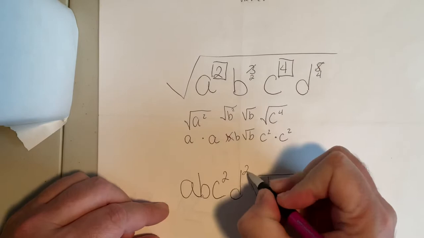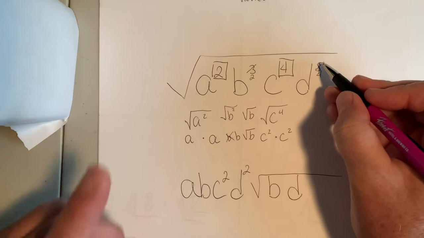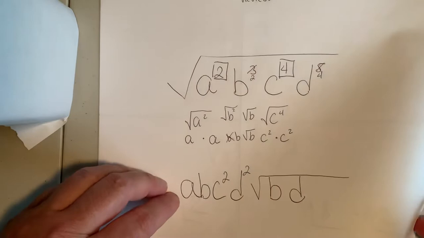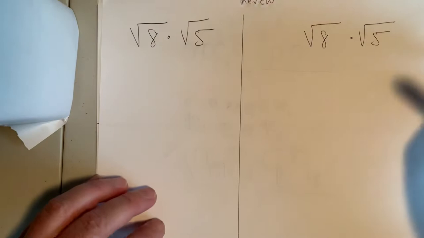If you have an odd exponent on a variable, all right, make sure you just knock it down by 1 and then take half of it. All right, there's a little bit of review. You have to know this to be able to do today's lesson. All right, so another review. All right, the numbers part of it.